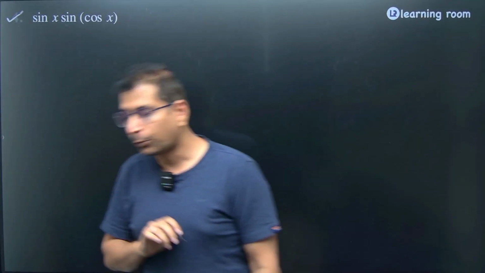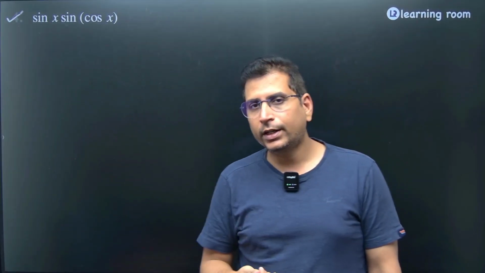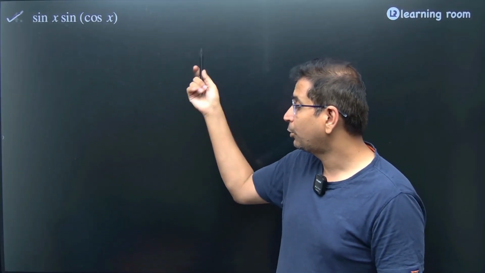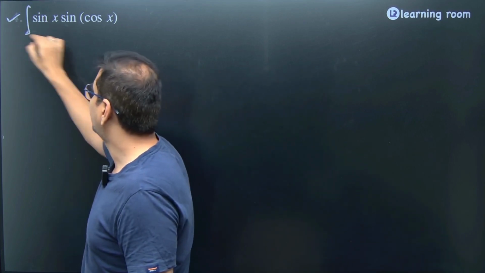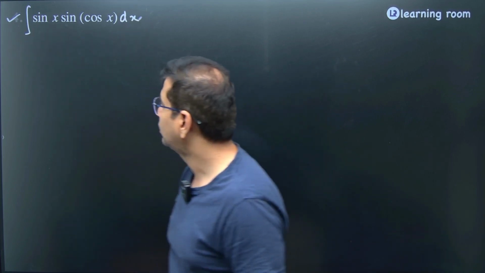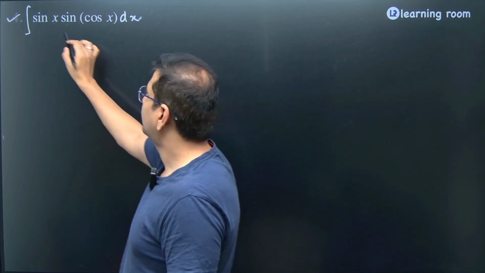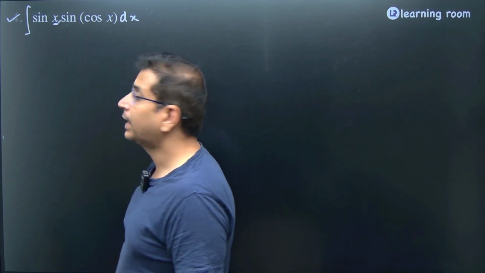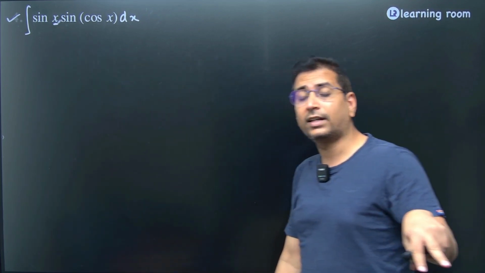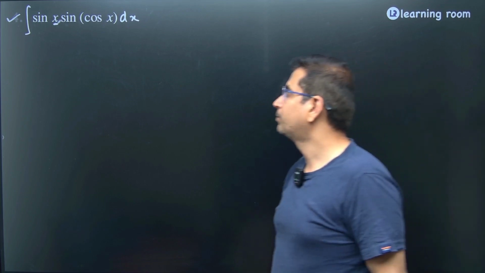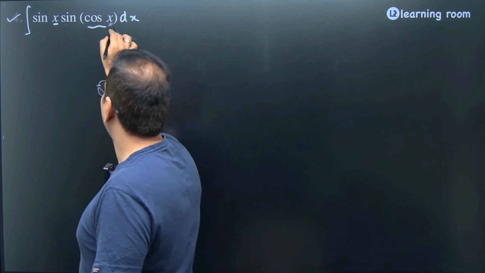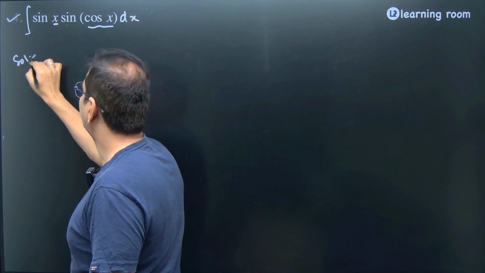So moving on to the fourth problem, the question is the integral of sin x times sin of cos x. So here it is very clear that the first sine has the angle as x, whereas the second sine has the angle as cos x. So what we can do is we'll substitute cos x as t.